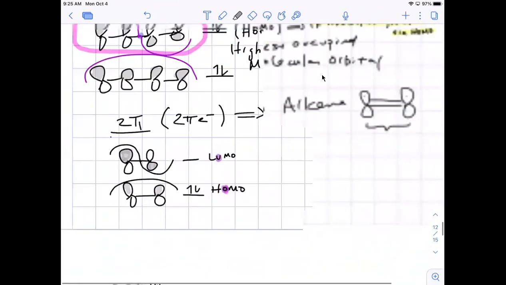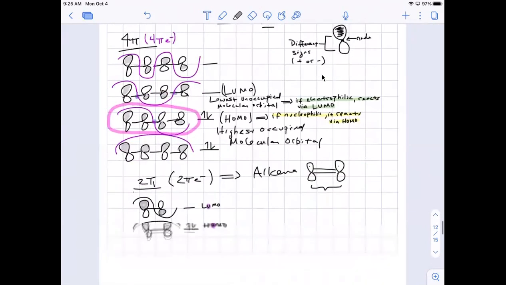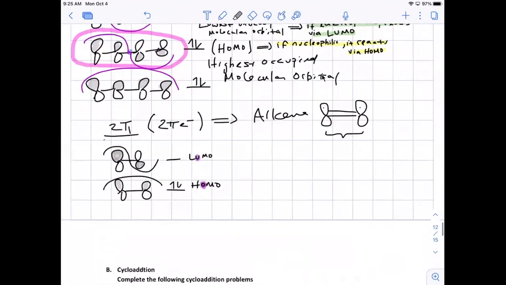So when the transition state happens, it's the HOMO of the diene and the LUMO of the dienophile, and your orbitals must match. If they don't match, then instead of constructive overlap, you're going to get destructive overlap. And I'm going to put that down here somewhere.